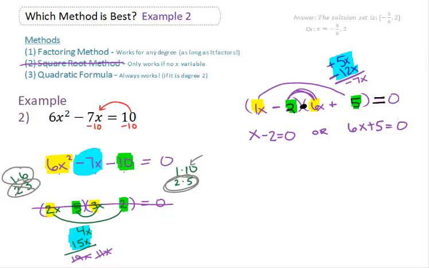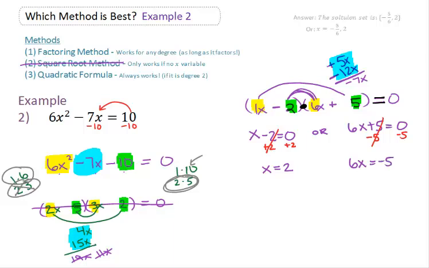And then you solve your remaining linear equations there. On my left, I isolate my x by adding 2 to both sides. Gives me the answer of x is equal to 2. On the right, I subtract 5 on both sides. Gives me the answer of 6x equals negative 5.